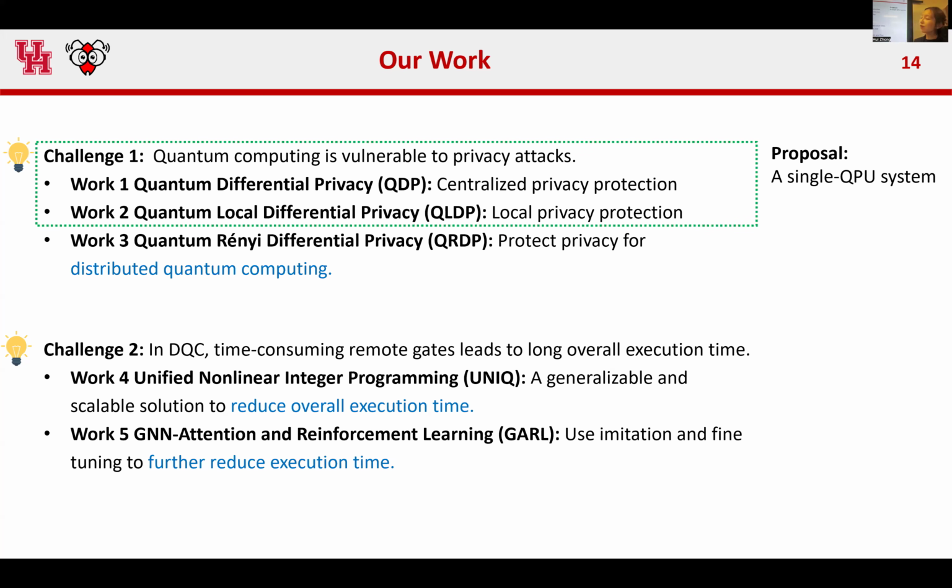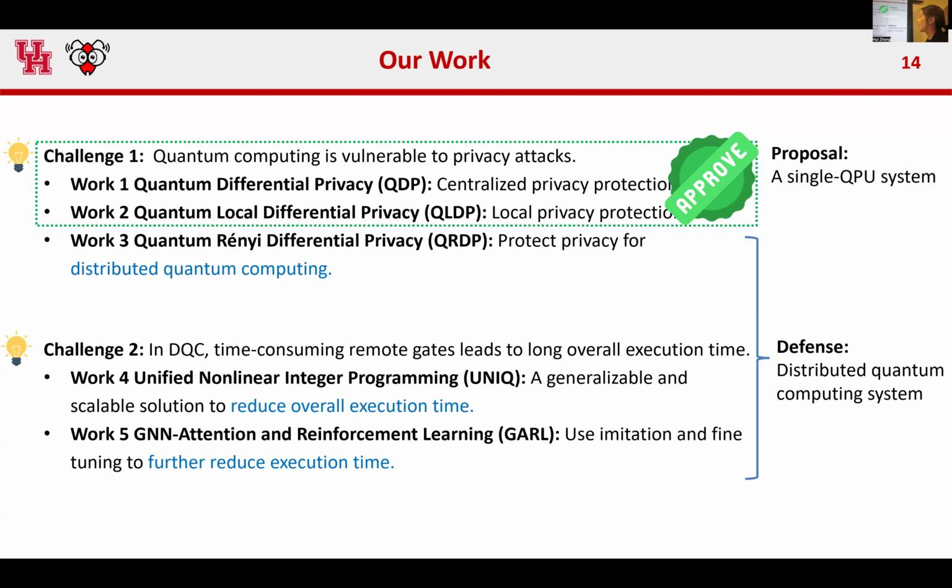For the first two works, I discussed much more detail in the proposal. They focus on single-QPU systems, and these two works are approved. So today's topic mainly focuses on the other three works, which are about distributed computing systems. One is distributed DQC privacy protection, and the other two works are about DQC optimization.